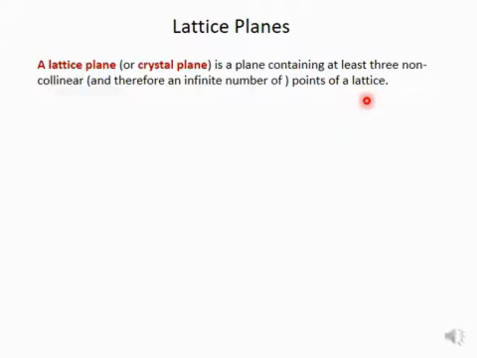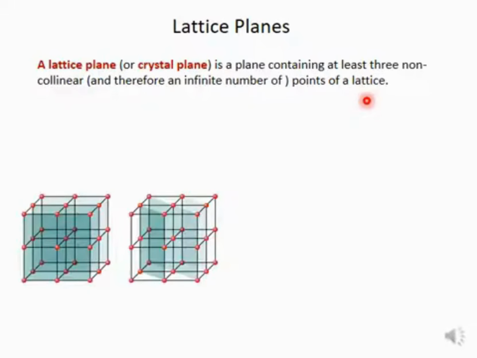Since the lattice is an infinite, extended construction of points, mathematically speaking, these lattice planes also contain, by definition, an infinite number of points. If a plane contains at least three non-collinear points, since the lattice can be extended into infinity, the number of lattice points in total would be infinite. So it's a matter of definition.